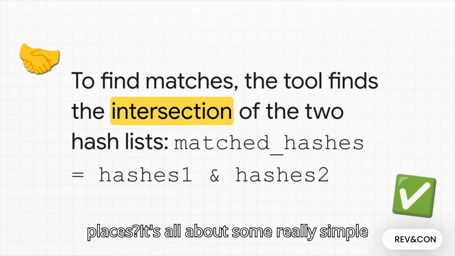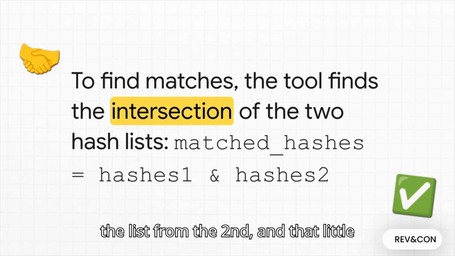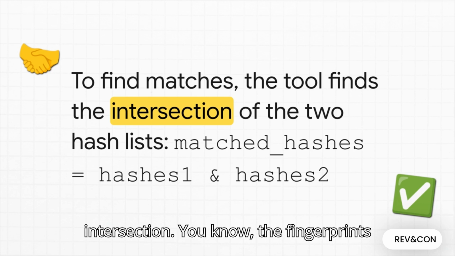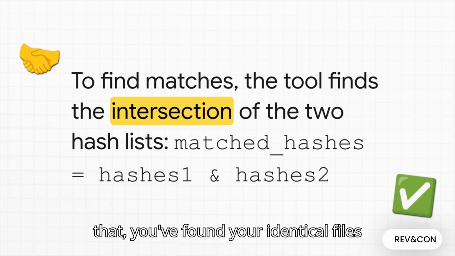So how does it actually find the files that are the same in both places? It's all about some really simple set logic. It takes the list of fingerprints from the first folder and the list from the second, and that little ampersand symbol just finds the intersection. You know, the fingerprints that show up in both lists. And just like that, you've found your identical files.